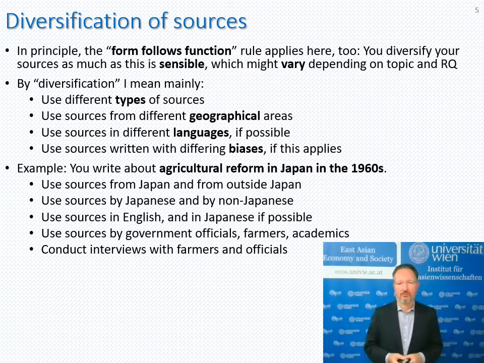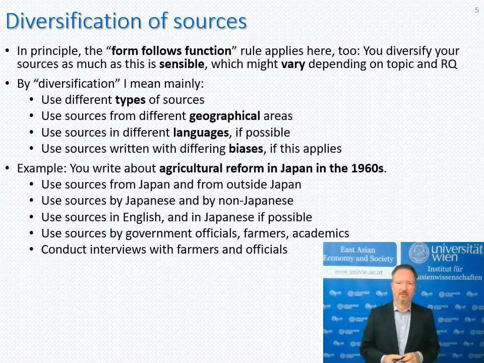By sources from different geographical areas, of course, I do not mean that you should use one book from every country in the world. That wouldn't really work. But what I mean is, especially since we are working on East Asia mostly, looking at East Asia only from an American perspective or from a European perspective is clearly not appropriate, right? And vice versa, looking at Japan only from a Japanese perspective would also not be complete. So you should try to include views from different geographical areas. Perhaps I should have said geopolitical or social areas or something.